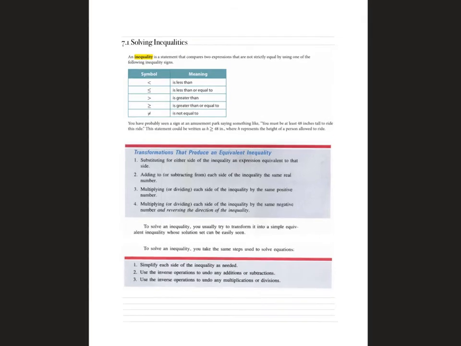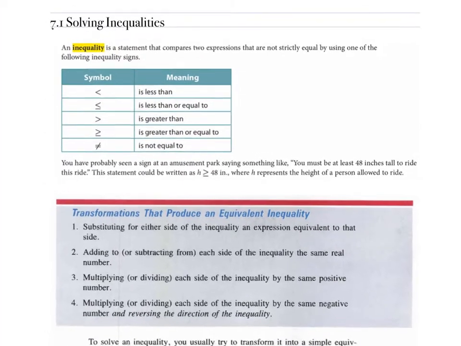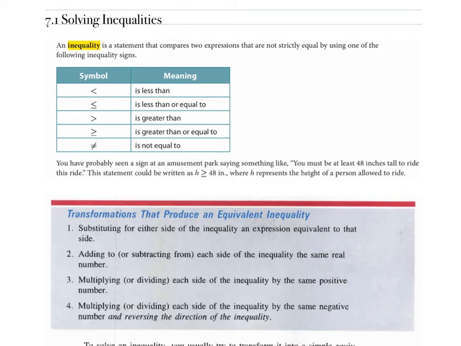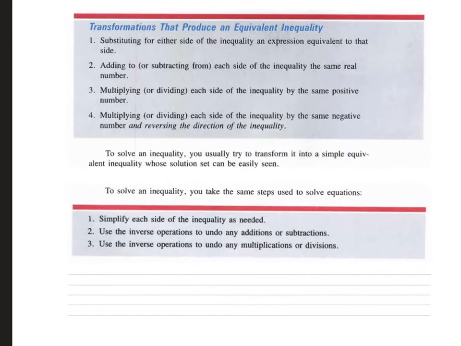7.1 Solving Inequalities. Inequalities are very similar to equations, except we have those inequality signs: less than or equal to, greater than or equal to, or is not equal to. Sometimes we're going to be adding to solve, subtracting to solve, multiplying, dividing. When we multiply or divide each side by a negative, you need to be careful because you need to switch the way that the inequality sign opens.